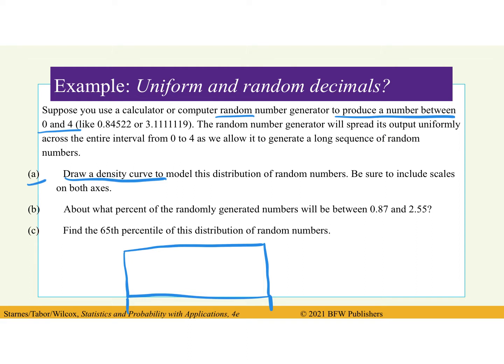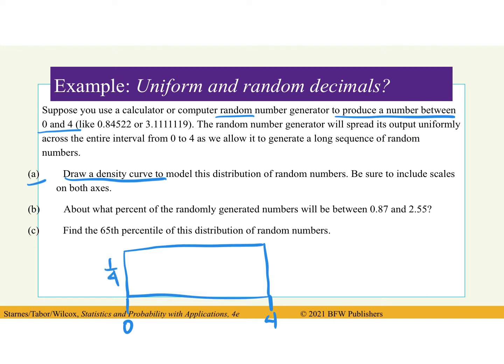So if this box is going to represent our density curve, what's the lowest value on our x-axis here? 0. And what's the highest? 4. What does our height have to be to make the area 1? 1/4.